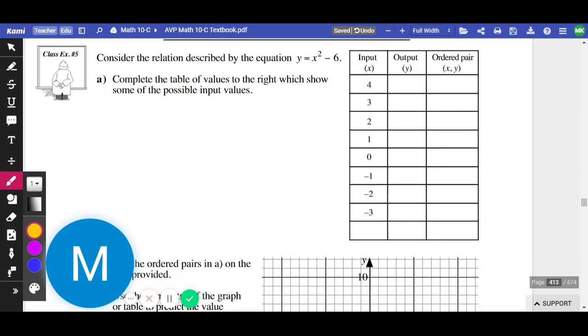I want you to try this one on your own. Okay, so you have an equation here. They gave you a bunch of inputs. See if you can fill out this whole table. So give it a shot. And if you've done that really quick, you can try to do the graph below, but we will do it in pieces together.